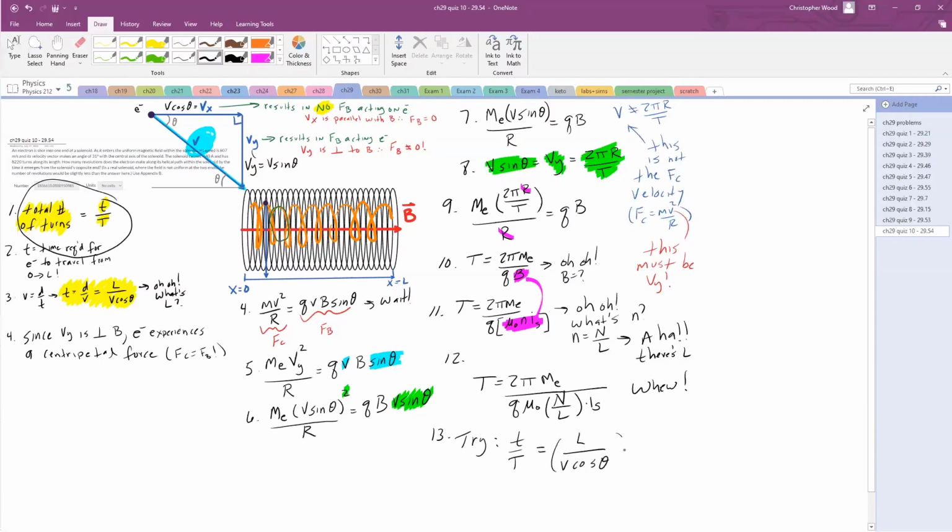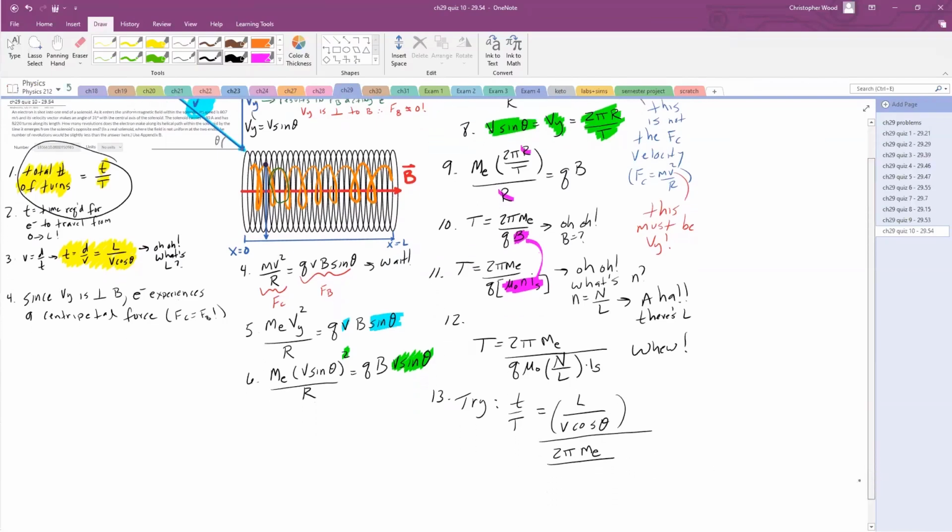All of that is my numerator. Here's big T: 2 pi mass of an electron all over Q mu naught n times the solenoid current over L. That's the answer.